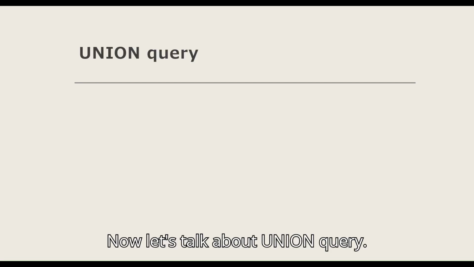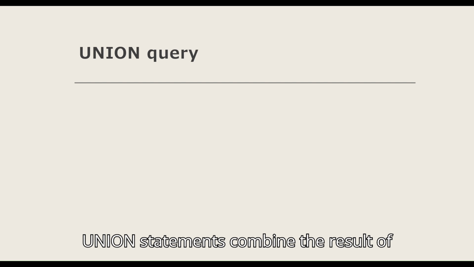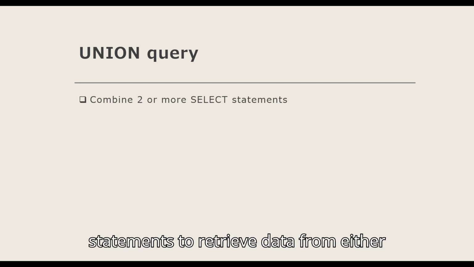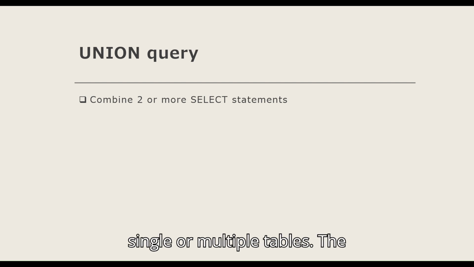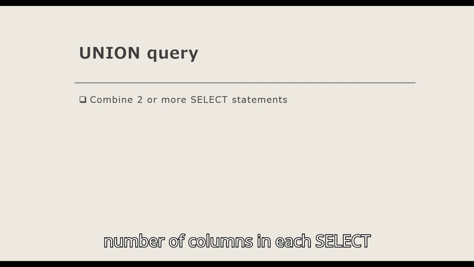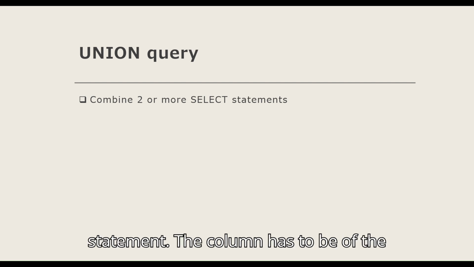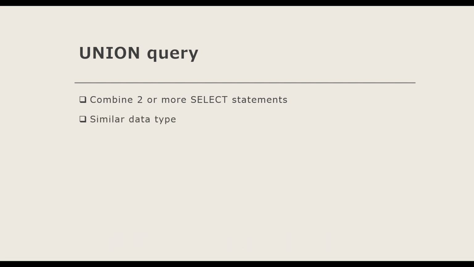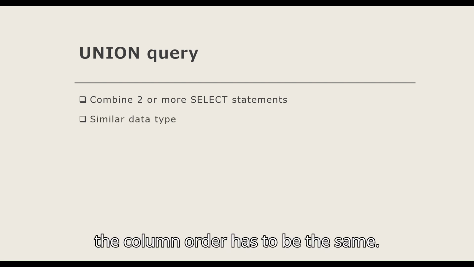Now let's talk about the union query. What is it? Union statements combine the result of two or more select statements to retrieve data from either single or multiple tables. The rules for this query are that the union statement must retrieve the same number of columns in each select statement. The columns have to be of similar data type, and the column order has to be the same.